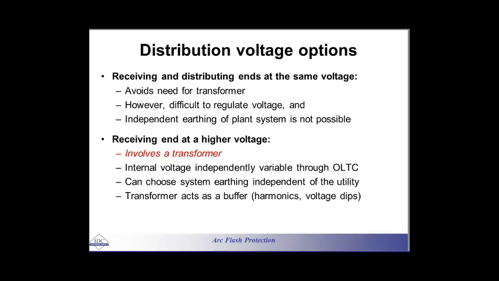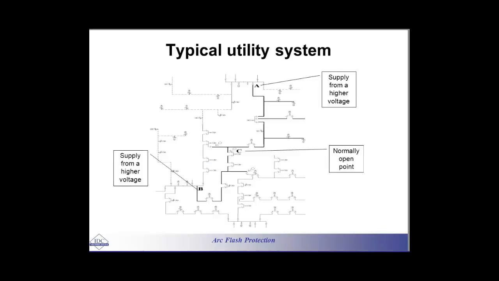If we have a transformer, we can apply an on-load tap changer, for example. We can have good control over the voltage profile and voltage regulation. That transformer can also act as a buffer. What's the point? The point is that the transformer, if well designed, can mitigate and stop harmonics and voltage dips from the system. It can also provide you with a good system earthing.